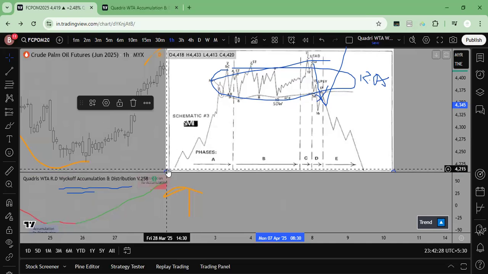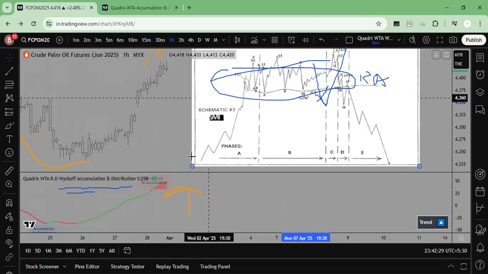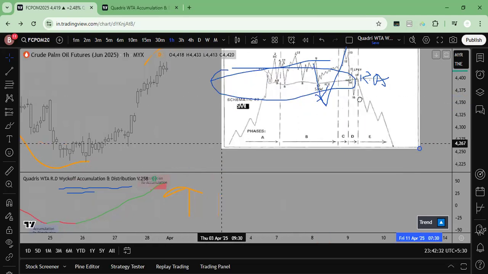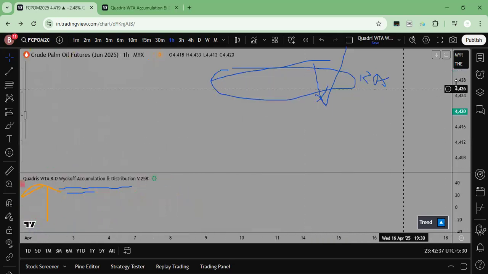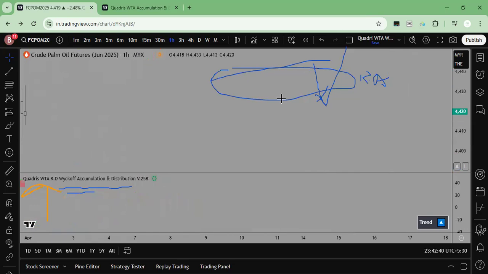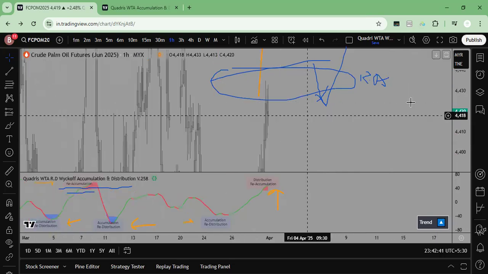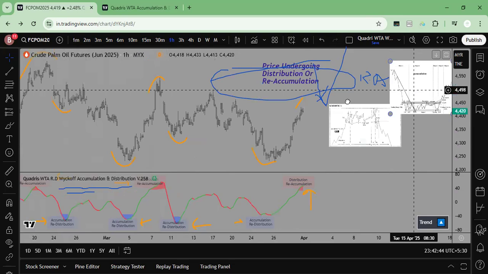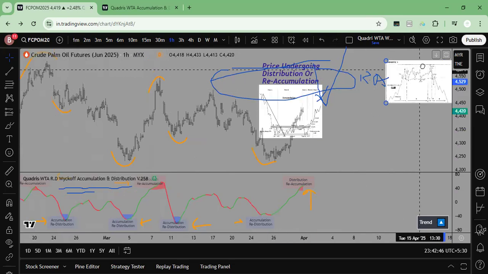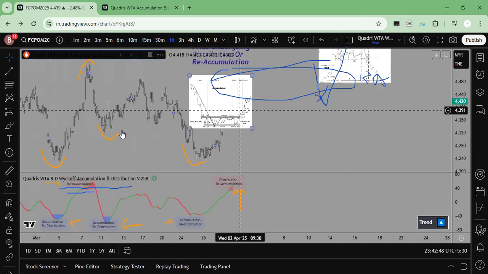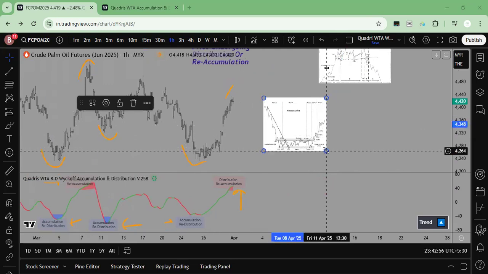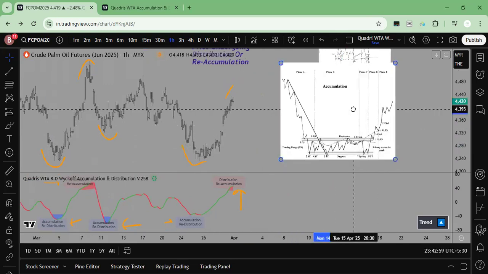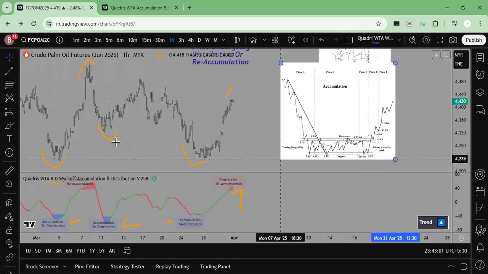Wait one second, let me fix this one. We'll look at the distribution schematic and the accumulation schematic. So now what is an accumulation schematic? We are looking at a chart that is FCPOM 2025.